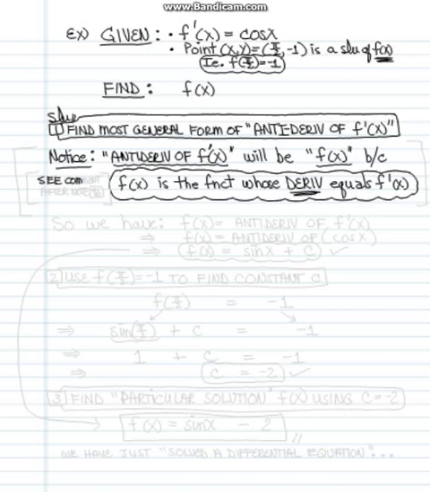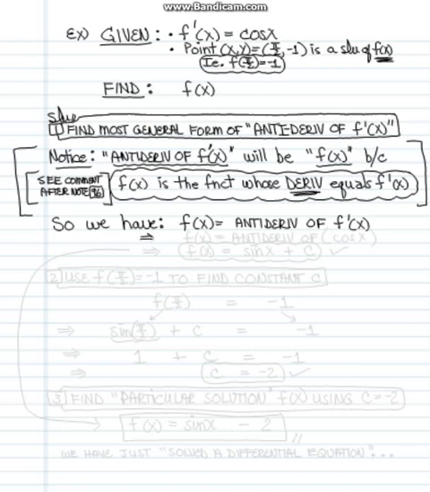So when they are asking us to find f of x, they give us f prime of x. The way we do it is we find the antiderivative of the given f prime of x. That is f of x. So we have f of x equals the antiderivative of f prime of x. That's a general statement. It's always true. That implies that f of x is the antiderivative of what they gave us. F prime was cosine of x. So that implies that f of x is the sine of x plus the arbitrary constant c. That's the most general form.